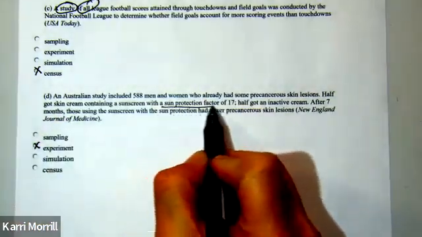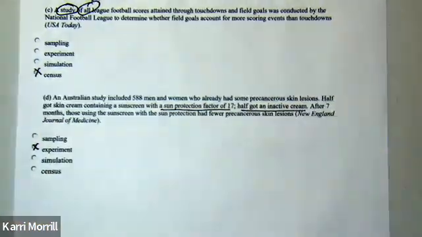An Australian study included 588 men and women who already had some precancerous skin lesions. Half got skin cream containing a sunscreen with a sun protection factor of 17, and the other half got the inactive cream. So it sounds like to me they're doing an experiment. Half got the cream with sunscreen, and half got an inactive cream. After 7 months, those using the sunscreen with the sun protection had fewer precancerous lesions.